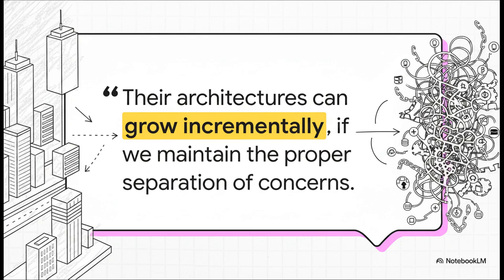Building a physical city requires these massive upfront blueprints because, let's face it, you can't exactly pick up and move a paved highway once the concrete dries. But software systems, they're totally unique. They're ephemeral. As Robert C. Martin points out, their architectures can grow incrementally from simple to complex, but there's a catch. This only works if we maintain proper boundaries between different functional areas. If we fail to separate those concerns, our software just morphs into an unscalable, tangled mess.